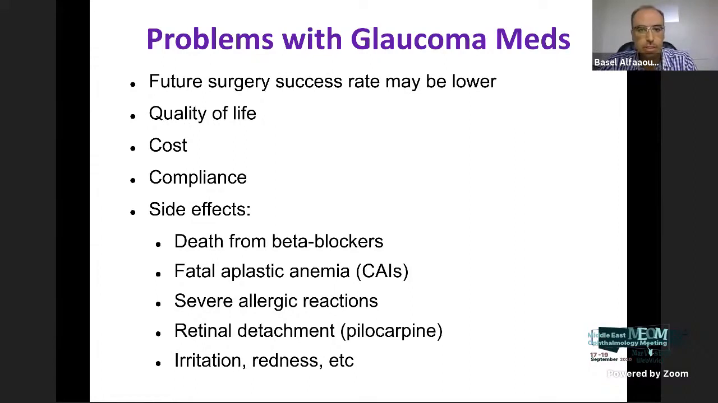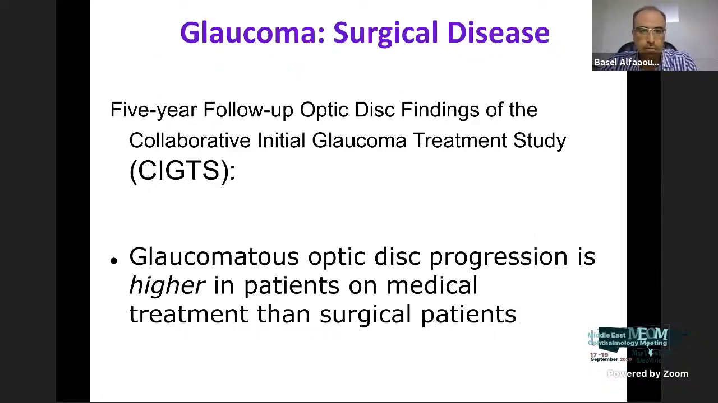For medications, which are the first line of treatment, we have to know that the quality of life, the cost, the compliance, and the side effects will always be against the treatment. Future surgery success rate may be lower. So we always have to keep in mind that glaucoma is still a surgical disease. The 5-year follow-up optic disc findings of the Collaborative Initial Glaucoma Treatment Study show that glaucomatous optic disc progression was higher in patients on medical treatment than in surgical patients.